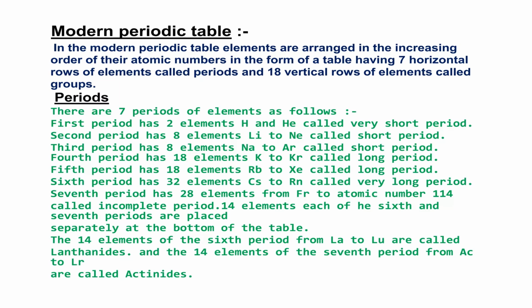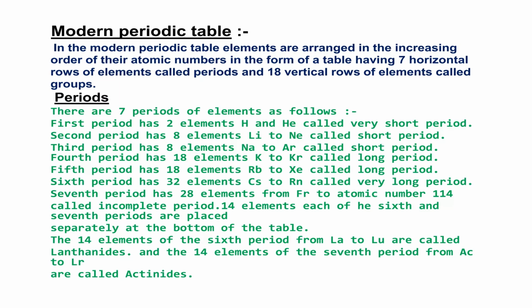Then periods. There are seven periods of elements as follows. First period has two elements, helium and hydrogen, very short period. Second period has eight elements, lithium to neon, called short period. Third period has eight elements, sodium to argon, called short period.